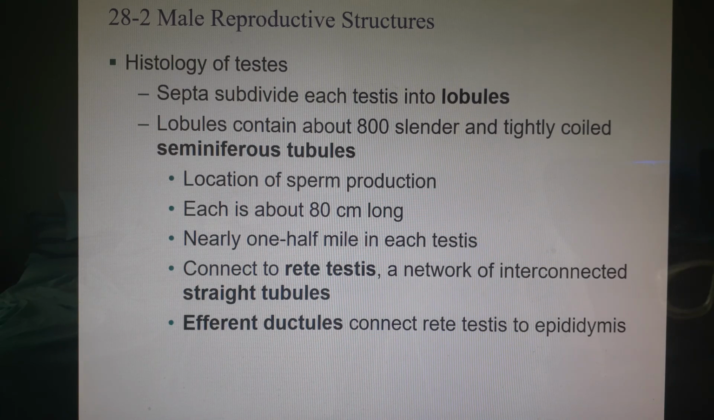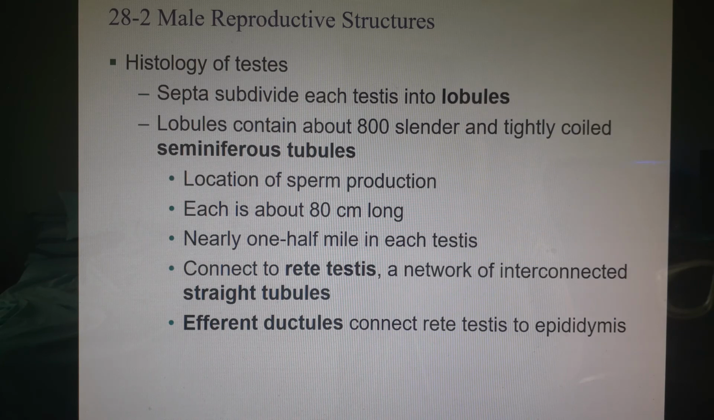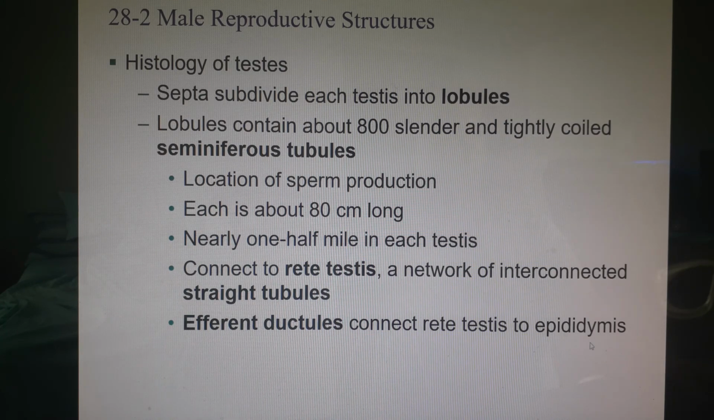So inside each of our testes, we have it divided into lobules, and we have long coils, about 800 per lobule. These are called the seminiferous tubules, and inside these tubules is where we're actually going to develop the sperm. Each of these tubules is about 80 centimeters long, and if we were to lay all of them end to end between both testicles, we'd have over a mile of tubule. They connect to an area called the rete testis and straight tubules. And then the final part is called an efferent ductule that is going to carry the sperm to the epididymis, which is the next structure after the testes.